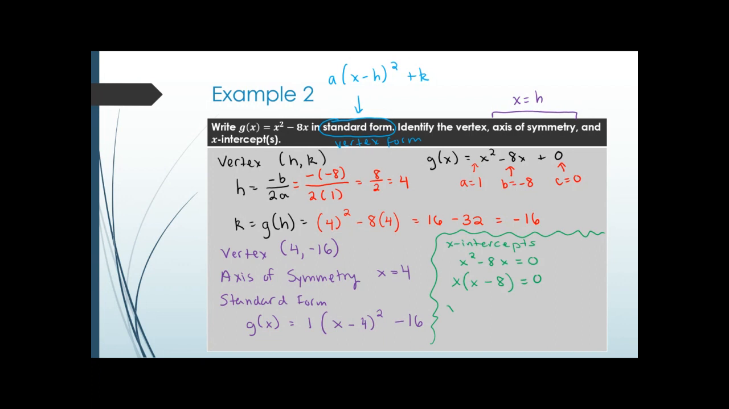Then you set each factor equal to 0. So I have x equals 0 and x minus 8 equals 0, which gives me one of my x-intercepts as x equals 0, and the other one as x equals 8. So now I have my equation in standard form. I have found the vertex, I have found the axis of symmetry, and I have found the x-intercepts. Before I throw a graph up on here, do you guys have any questions on the work?